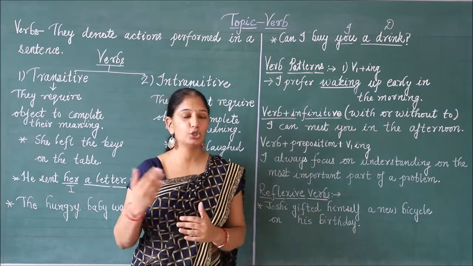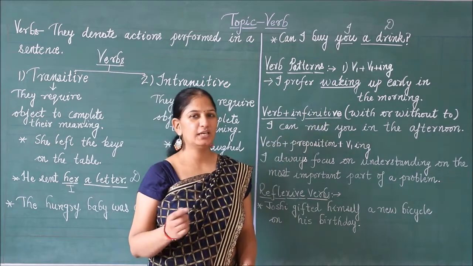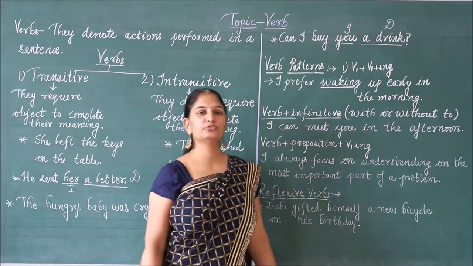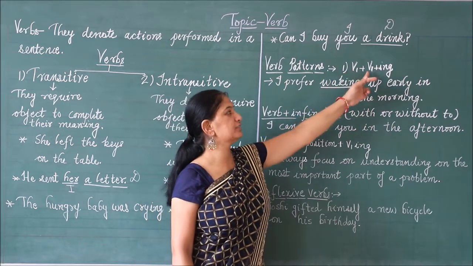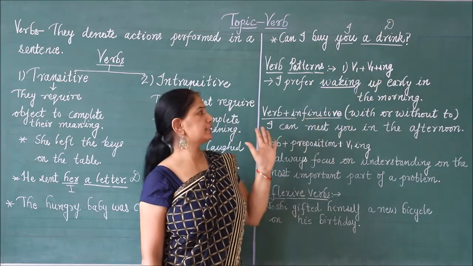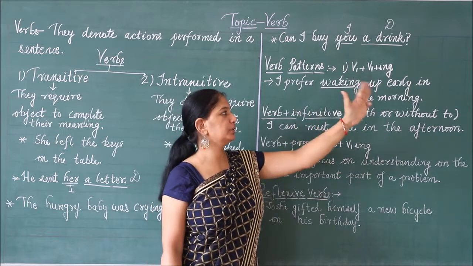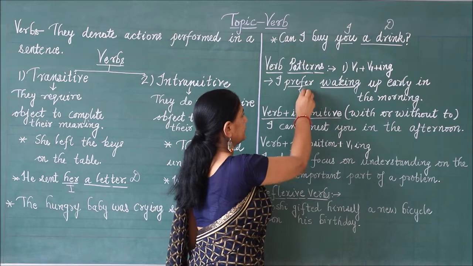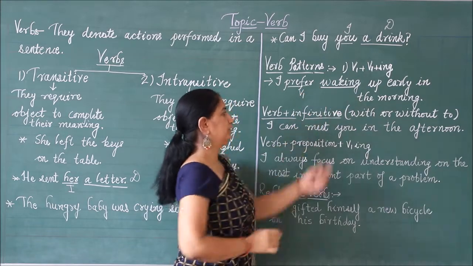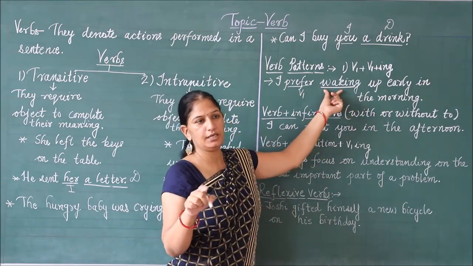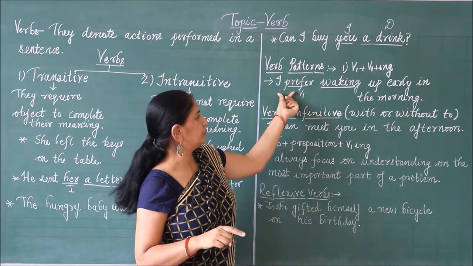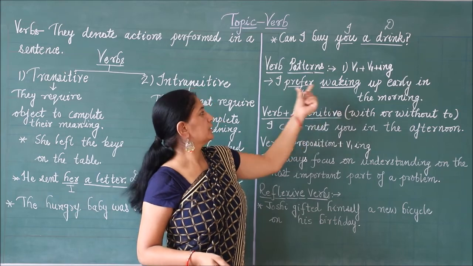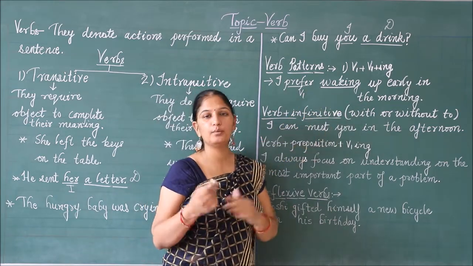As we have seen in the non-finites also. So let's see a few examples of verb patterns. The first kind of verb pattern is V1 plus V1 ing. For example, I prefer waking up early in the morning. So prefer is V1 here. Then waking is V1 plus ing. So here it becomes a pattern: V1 plus V1 ing. I prefer waking up in the morning.